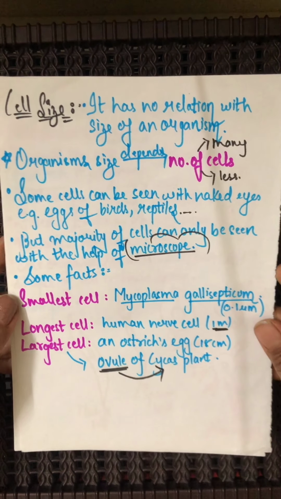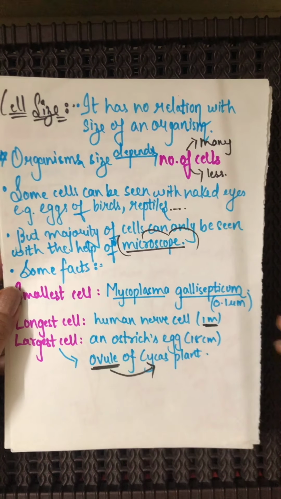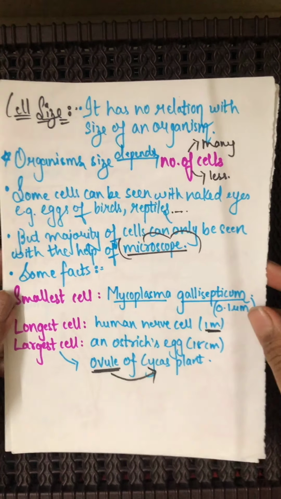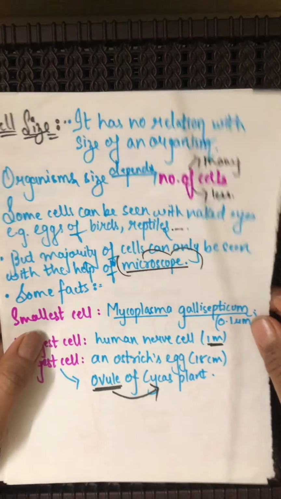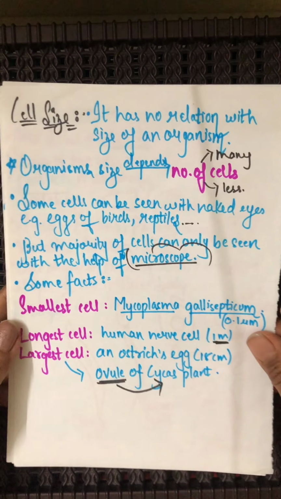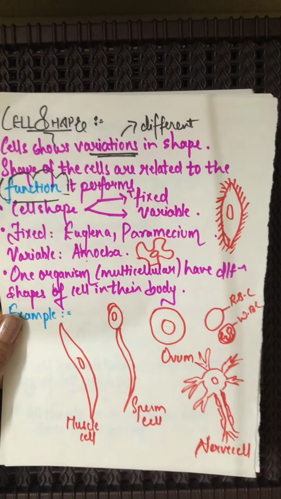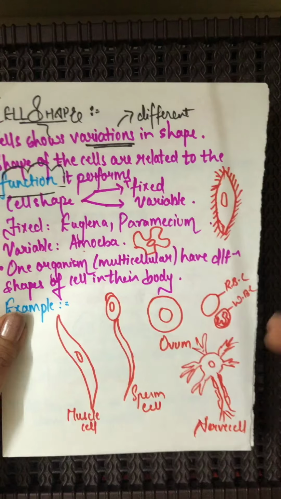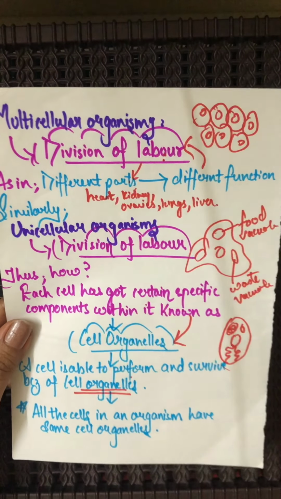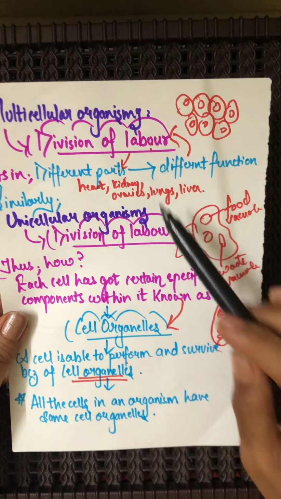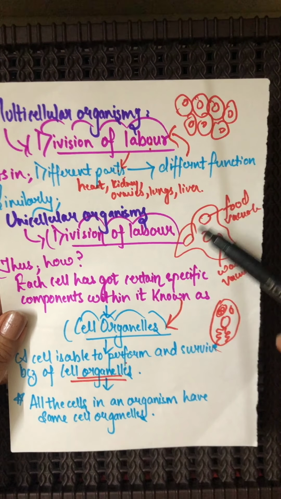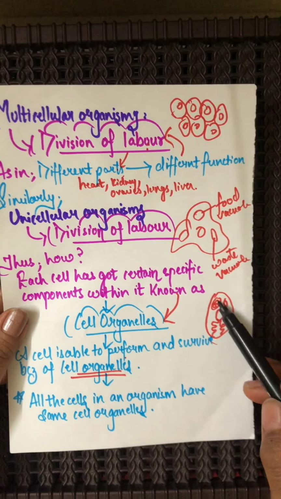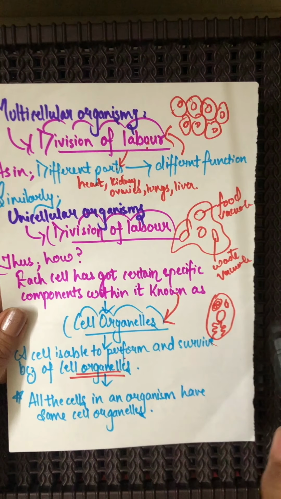We did talk about cell size and also talked that organism size does not depend on the number of the cells, or the organism's size does not depend upon the size of the cell. Then we studied about the cell shape, that is all the cells may have different shapes as per their function. We also dealt that all the organisms show a division of labor. So division of labor means that the work inside their body is divided, and that happens because of the presence of various cell organelles inside the cell.